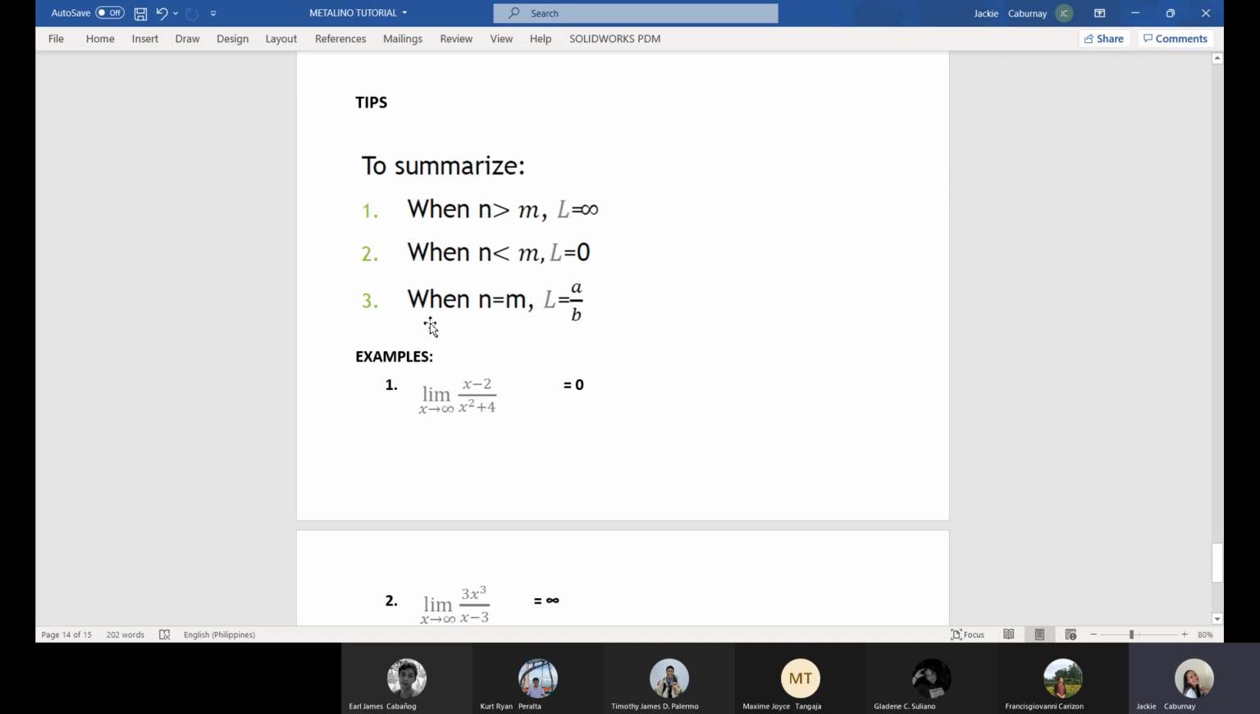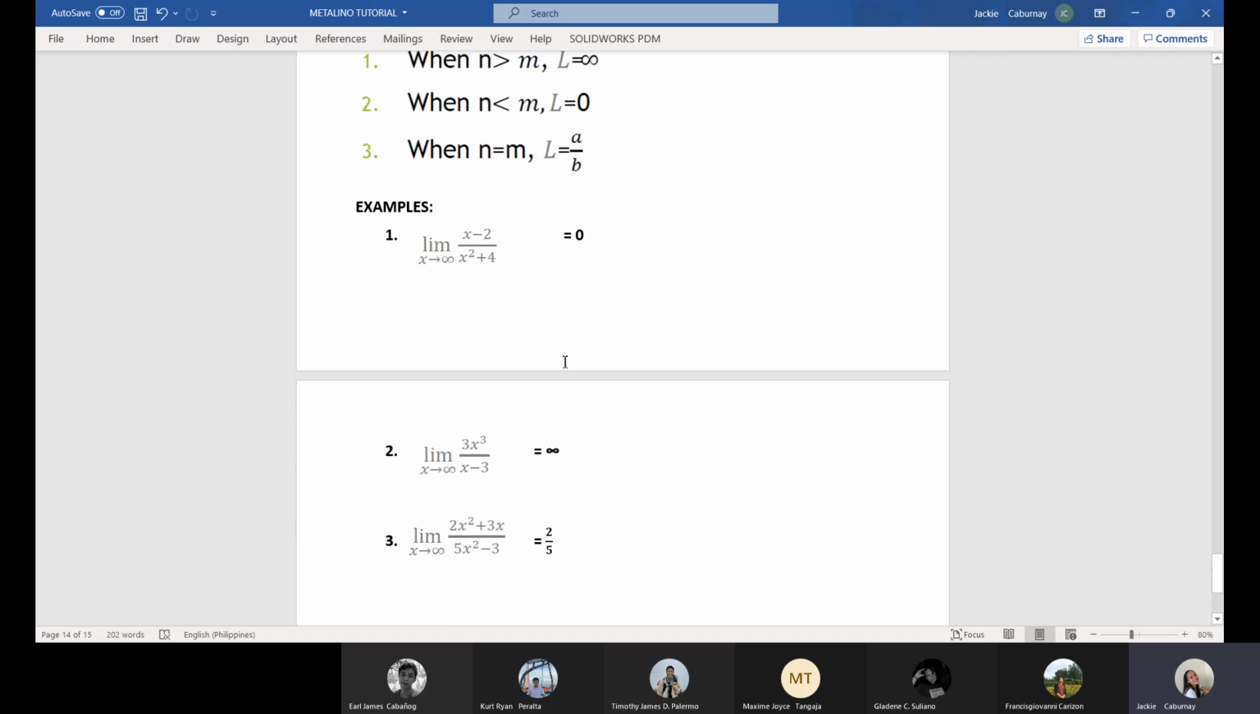So, tip number 3. When n is equals to m, imong limits kay a over b. Unsa may pasabot ani? So, if ang highest degree daw sa numerator kay equal sa highest degree sa denominator, ang imong limits kay a over b. A over b, a kay constant sa highest degree sa numerator, where ang b kay constant sa highest degree sa denominator.